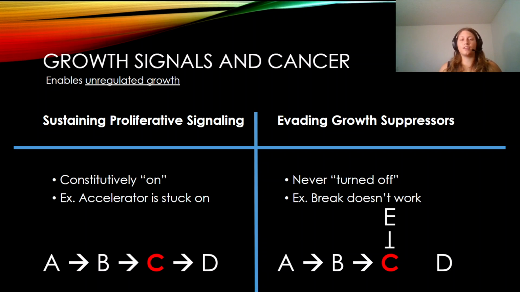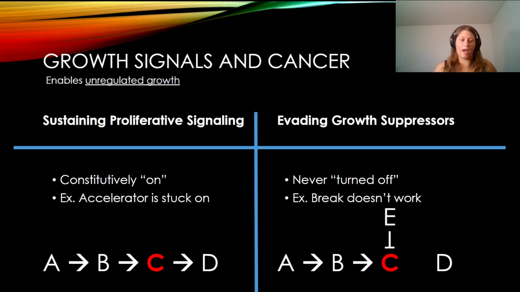Next, we have growth signals and cancer, and this actually is two hallmarks, but they're fairly similar, so I thought I'd group them together. These are sustaining proliferative signaling and evading growth suppressors. For this example, I'd like you to imagine the body as a car. Essentially, sustaining proliferative signaling would be like if you had a brick on your accelerator pedal. It means that your accelerator is stuck on.